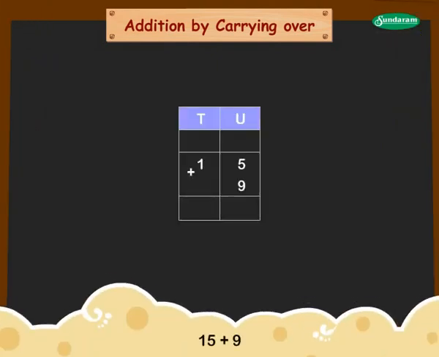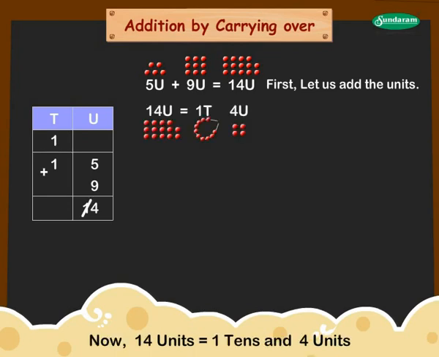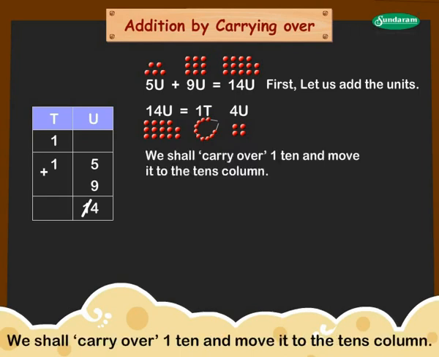Addition by carrying over. 15 plus 9. 5 units plus 9 units equals 14 units. Now 14 units equals 1 ten and 4 units. We shall carry over 1 ten and move it to the tens column.